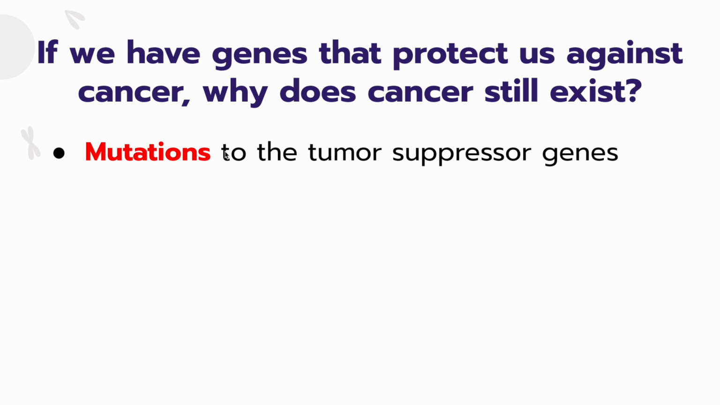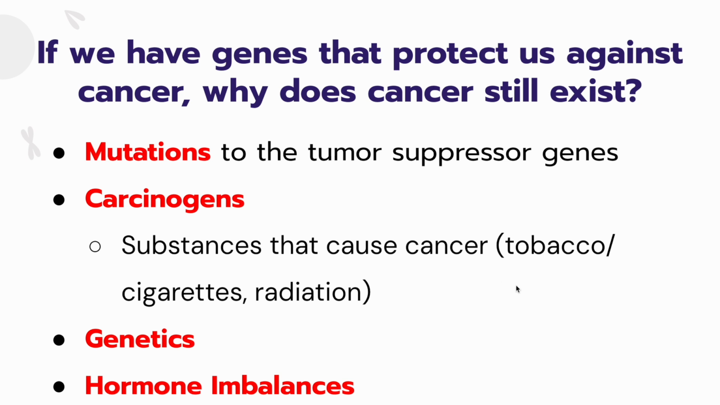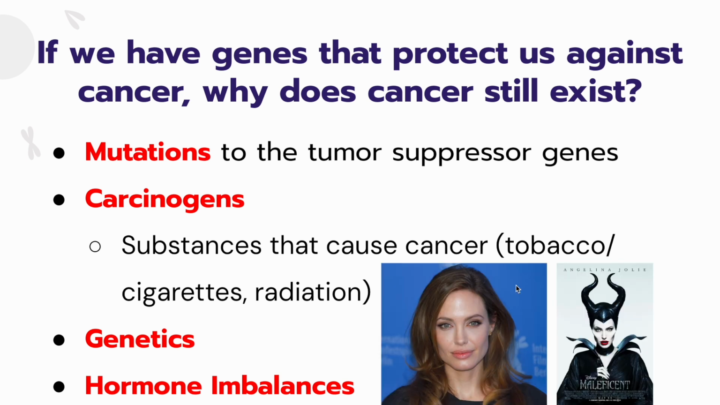You can have a mutation to those tumor suppressor genes to make them not work anymore. We've got something called a carcinogen, which can increase your chance of cancer, like things like tobacco, cigarettes, radiation, which end up creating more mutations to those genes. And then there's also a genetic component, and we'll talk about that coming up. One example is like Angelina Jolie, and we'll get to there. And then other examples could be hormone imbalances.